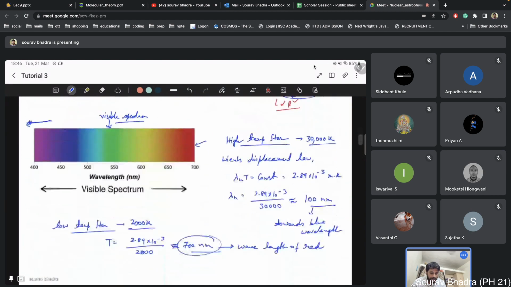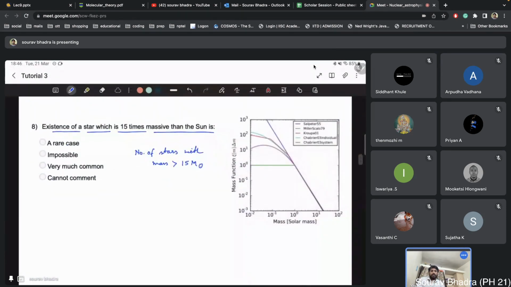Yeah, okay, so it will be good to do it here. Now, as you know, it is the general understanding that for stars with higher and higher mass, the number falls down. That means you have a high number of stars which have lower mass, and a low number of stars which have higher mass. So obviously the answer would be that it is a rare case, because the number of stars which have 15 times solar mass is very small.